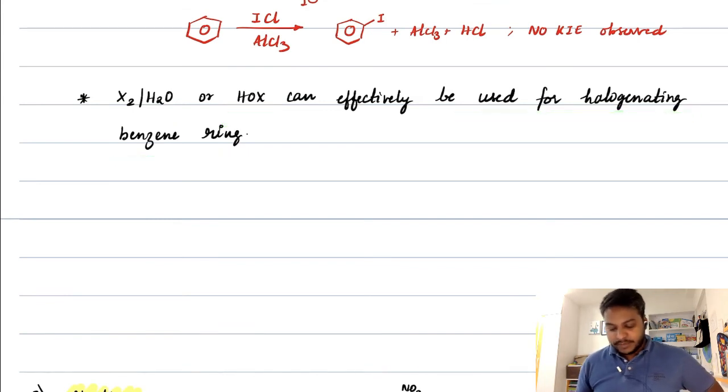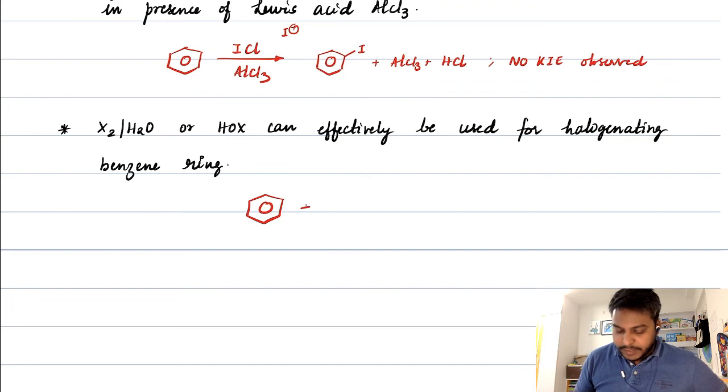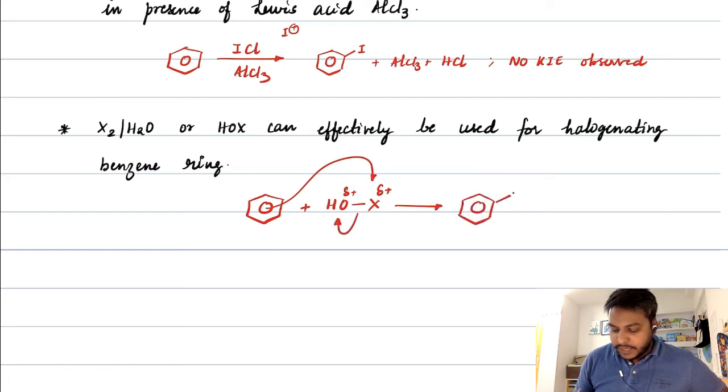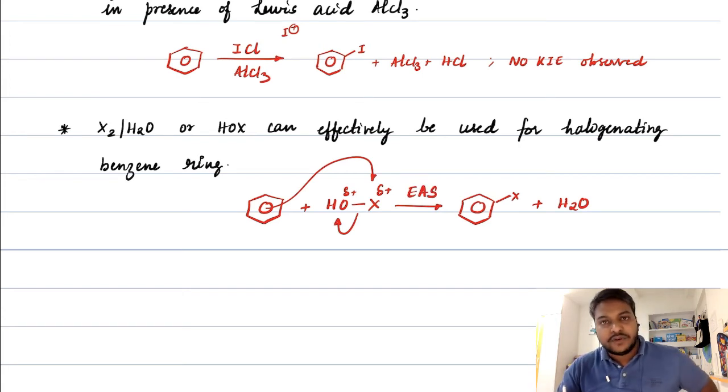Next, if we take X2 in the presence of water, or HOX, that can also be used to carry out halogenation on benzene rings. If you take benzene and treat that with HOX, and if you recall, in HOX the X will have sufficient delta positive charge, so benzene can attack on it, and the OH minus can leave, and from there we get this as X, and that will become H2O. I have directly written that EAS is happening here, by which we get the halobenzene. This is also an electrophilic aromatic substitution. Clear, students? So I hope you got an idea of what is happening through these reactions.